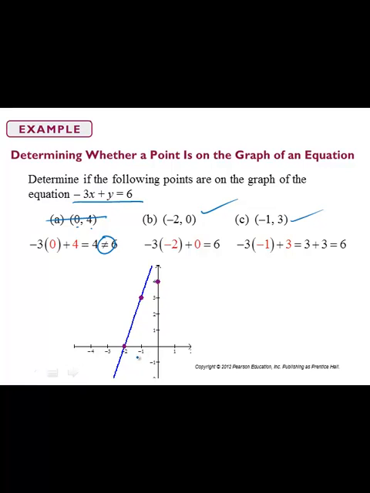And indeed, well, this point right here is at 0, 4. That was this first point right there. Here's negative 2, 0 right here. And this point right here is negative 1, 3. And notice that those 2 points are on the graph. And the blue line is the graph of this equation.